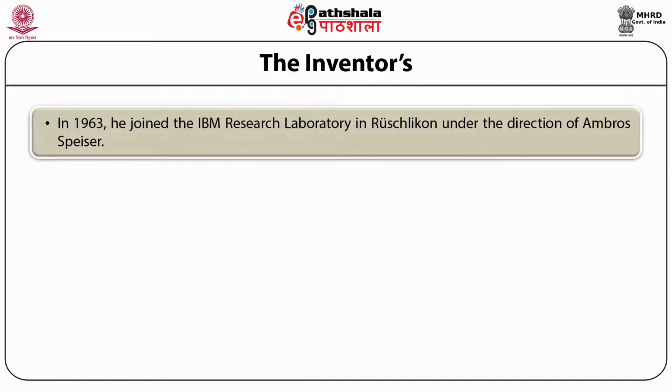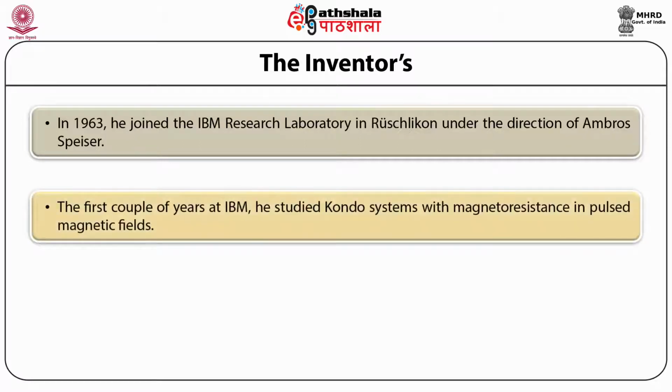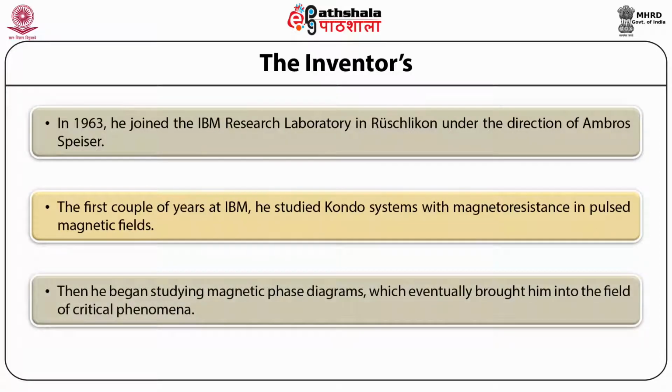In 1963, he joined the IBM Research Laboratory in Rüschlikon under the direction of Ambros Speiser. In the first couple of years at IBM, he studied Kondo systems with magnetoresistance in pulsed magnetic fields. Then he began studying magnetic phase diagrams, which eventually brought him into the field of critical phenomena, which up to that stage was relatively not known.